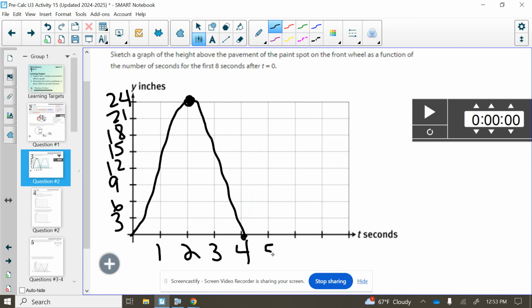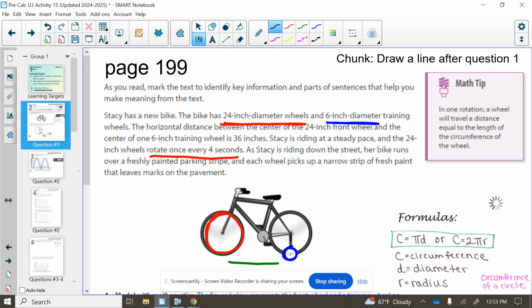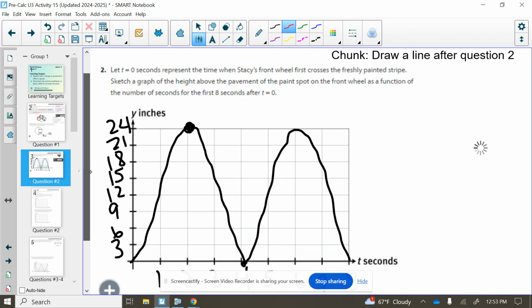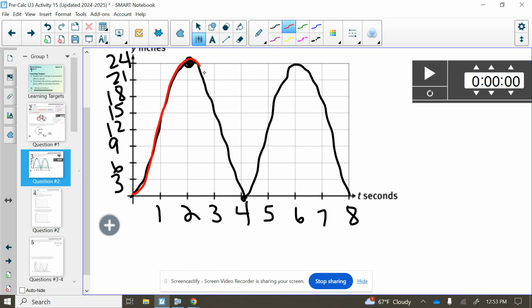And then the same thing would happen 5, 6, 7, 8. This rotation would occur if we were following, for instance, a red speck on the bottom of the tire, and its transformation all the way around would take 4 seconds. That is this initial graph of Stacy's big wheel.